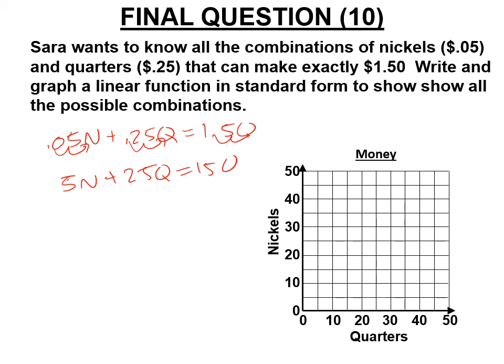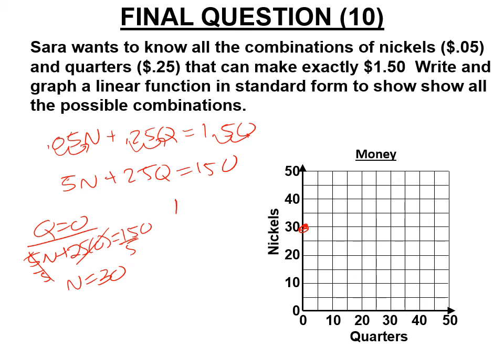All right, when q equals 0, 5n plus 25 times 0 equals 150. Divide both sides by 5. N equals 30. That's this point right there. When n equals 0, you have 5 times 0 plus 25q equals 150. Divide both sides by 25. 25 goes into 150 6 times. So there's 5. So 6 would be right next to it.